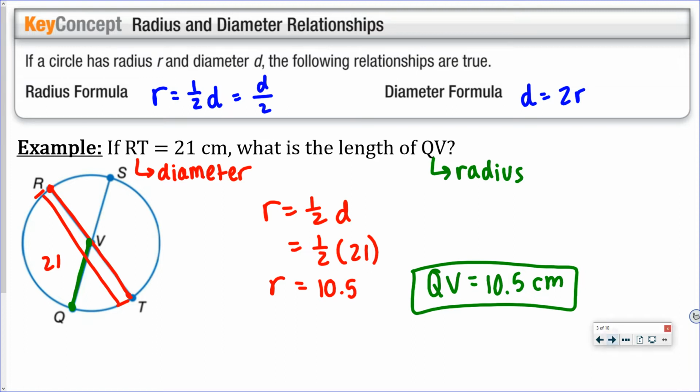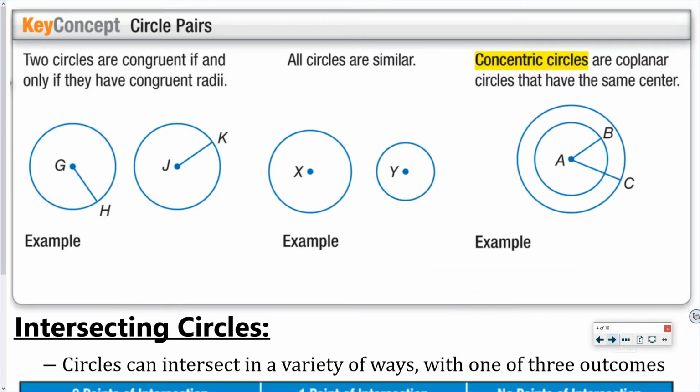If we have more than one circle, specifically, we'll say 2 circles, like a pair of circles. The circles are congruent only if their radii are the same length. Okay, so think about that logically. The only way we'd have 2 of the exact same circles is if they had the same diameter or radius.